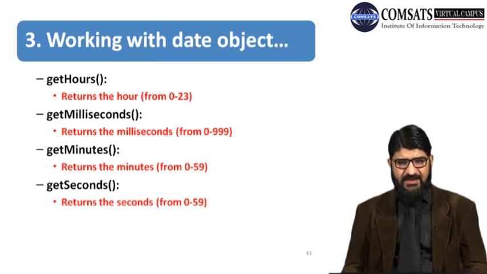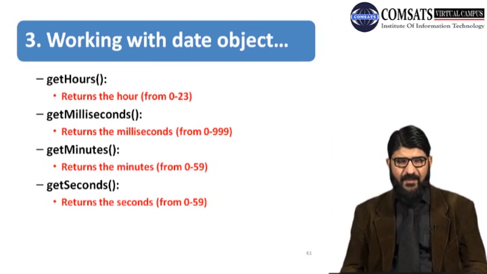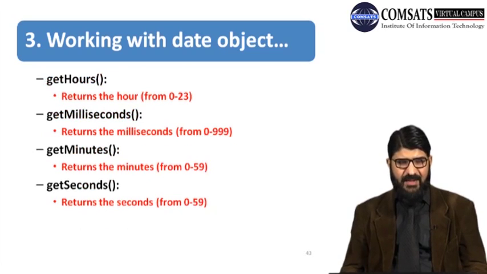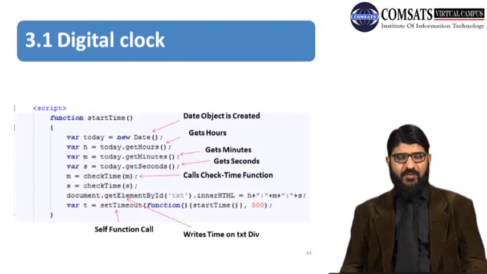So these are the 8 methods for date object, which cover all the days, date of the week, day of the month, and year, and hours, and millisecond, minutes, and second. So these are get date, get day, get full year, get month, get hours, get millisecond, get minutes, and get seconds accordingly. Let's see the code for a digital clock.